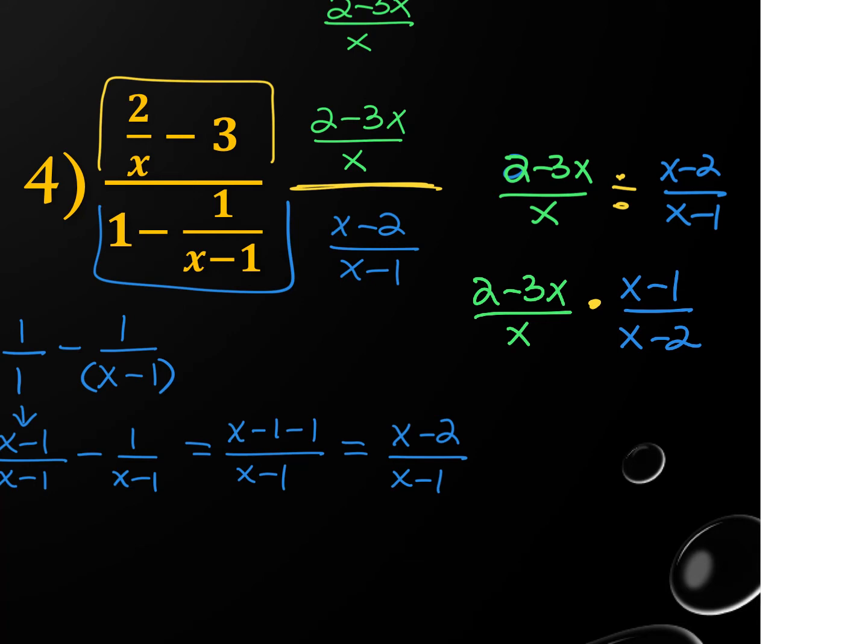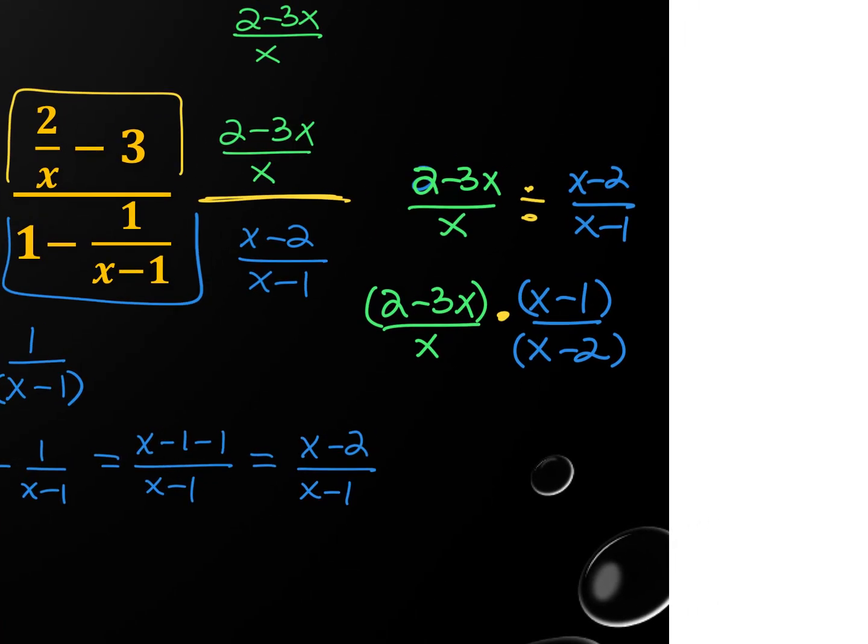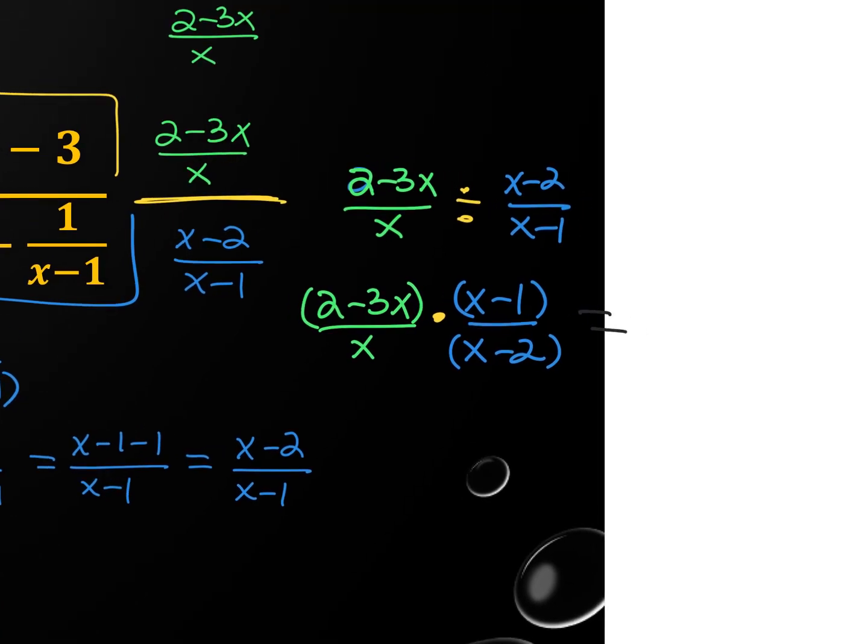And now I'm going to look for things that will simplify. And here, nothing simplifies because remember, this is attached and this is attached, and so is this. So my final answer here, I can put it all in one line, is just going to be 2 minus 3x times x minus 1 over x times x minus 2.